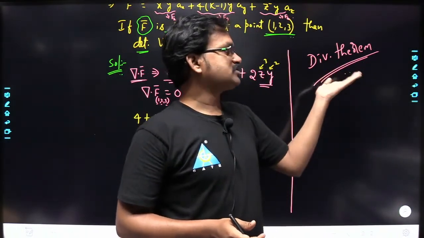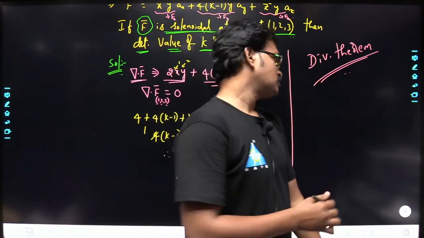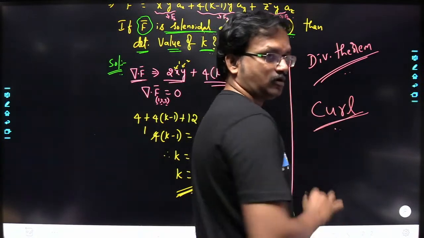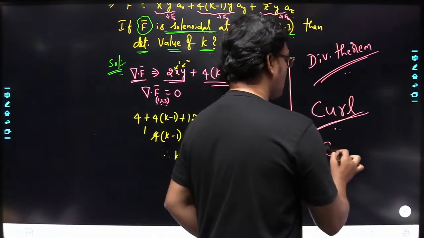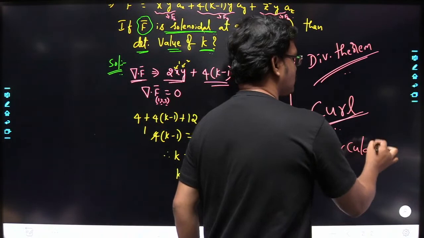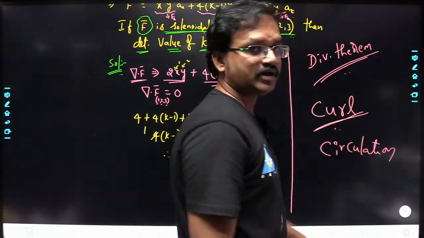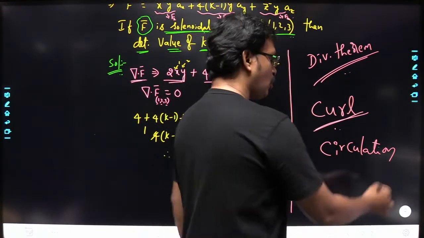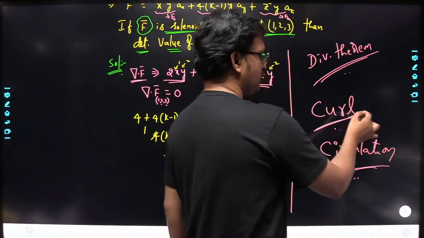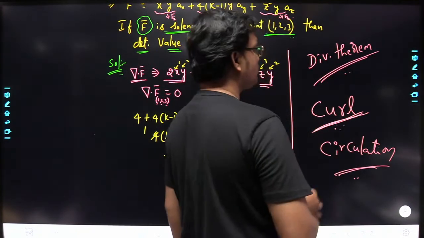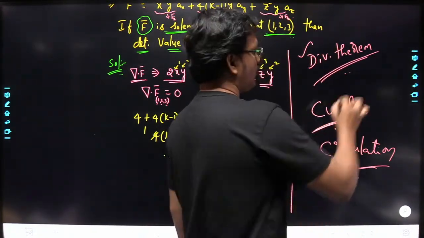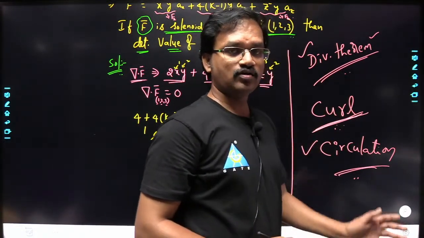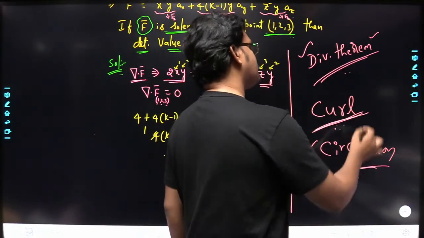Once we complete this divergence theorem, then we are going to study curl here. In order to understand curl, you have to understand what is meant by circulation of a vector field around any closed loop. How to determine that? Once we understand circulation, then we'll go for curl here. So tomorrow we study the divergence theorem, then circulation of a vector field around any closed loop, and then we'll go for curl.